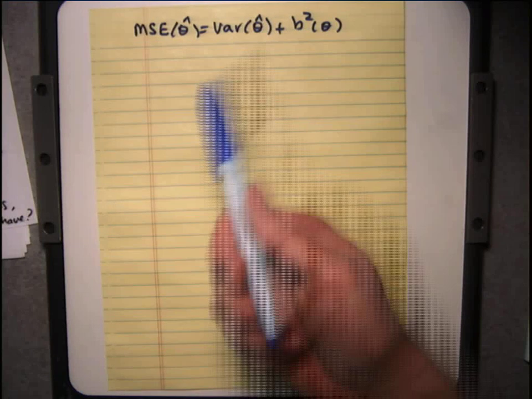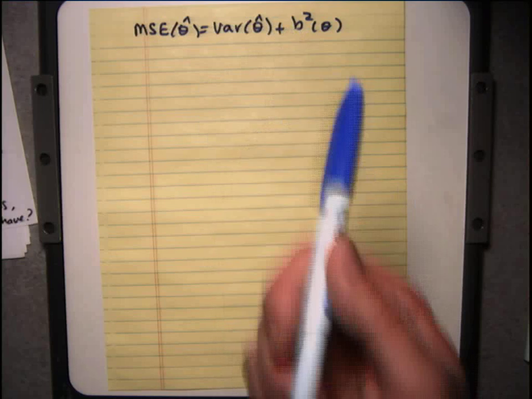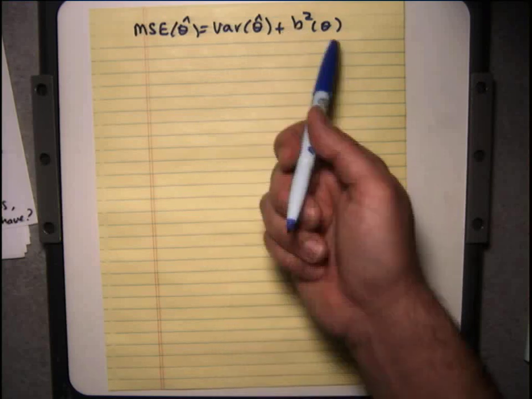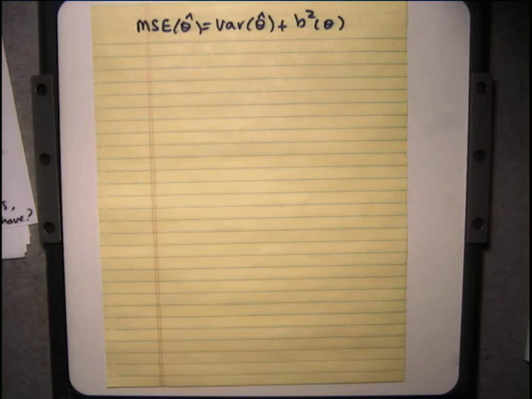Why do I do that? I do this because I want you to remember that the bias, in general, is a function of the underlying parameter. So you generally won't know exactly what the bias of your estimator is unless you somehow know the underlying value of the parameter. On the other hand, the variance is just a function of theta hat, which is a function of the data. So this does not require you to know the underlying value.